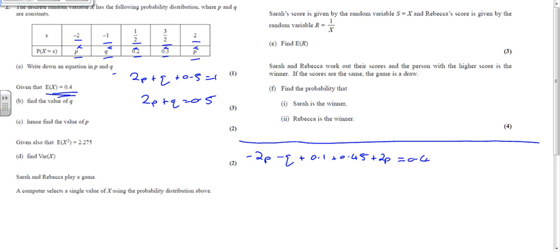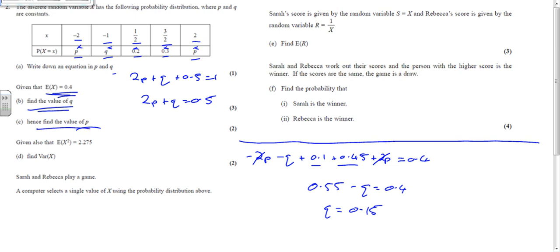So now we've got to find the value of Q from that. So minus 2P plus 2P, that cancels out. You've got 0.1 plus 0.45, that's going to be 0.55 minus Q equals 0.4. So Q equals 0.15. Sorry, yeah, that was to find the value of Q.